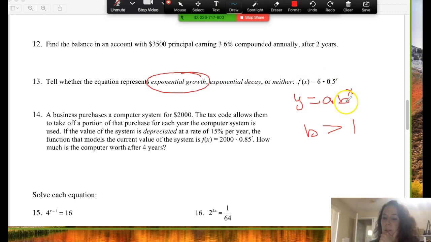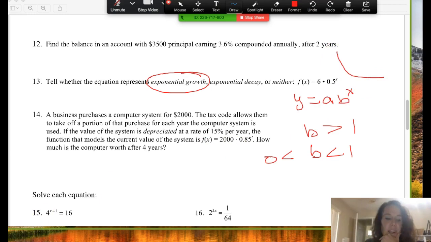If this base is bigger than 1, if I have like 1.5 or 1.6 or 2 or 4 or whatever, and I keep taking this to a power, it's going to increase exponentially. Okay? If this base is greater than 0 but less than 1, so basically if your base is a fraction between 0 and 1, what you're going to have is decay.